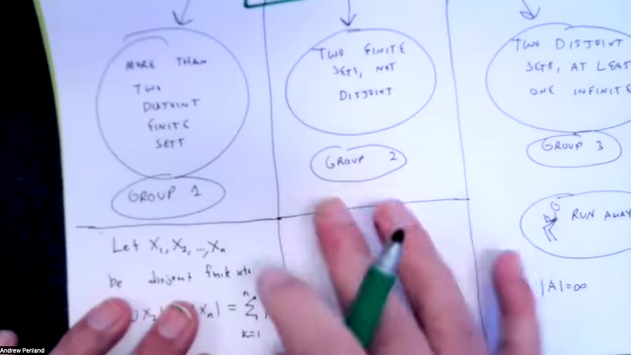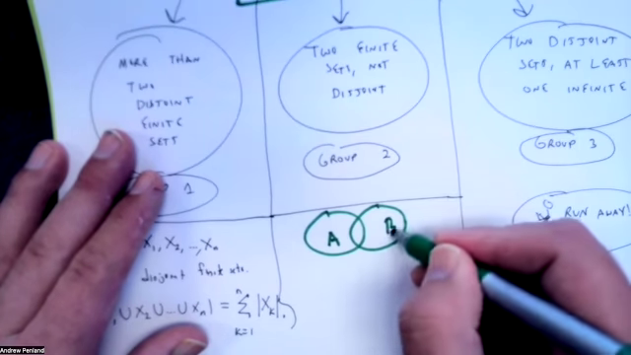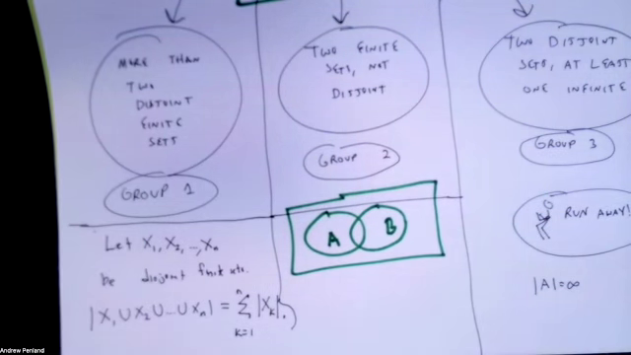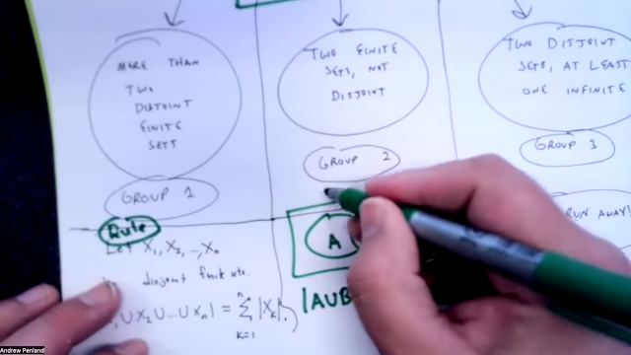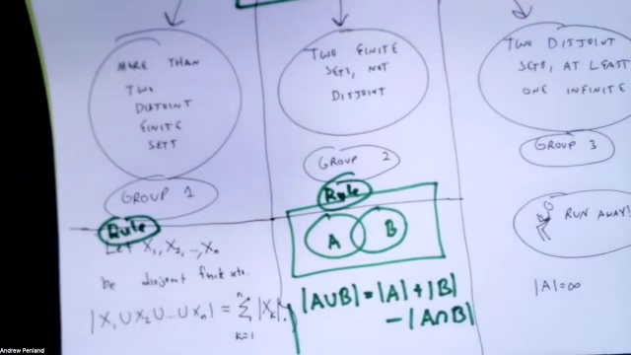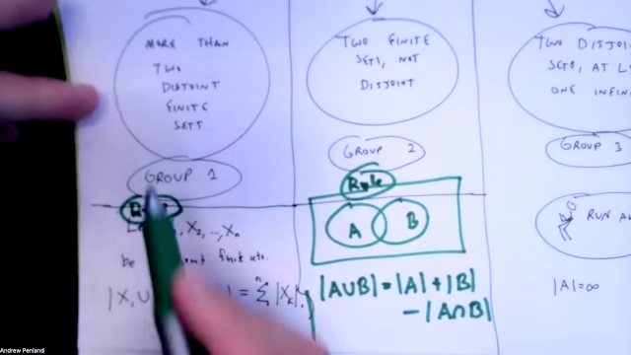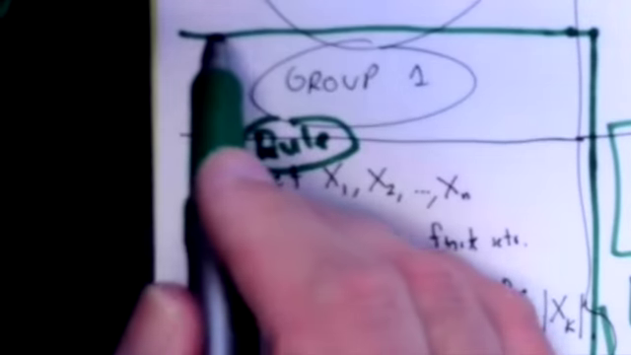Two finite sets that are not disjoint. So I have A and B, but maybe there's some overlap and they're not mutually exclusive. So here are three different rules to deal with three different situations. And what I like about it is that they're in these different representations. We'll come back to these rules later. This is the one that we really want to make sure we have our head wrapped around right now.